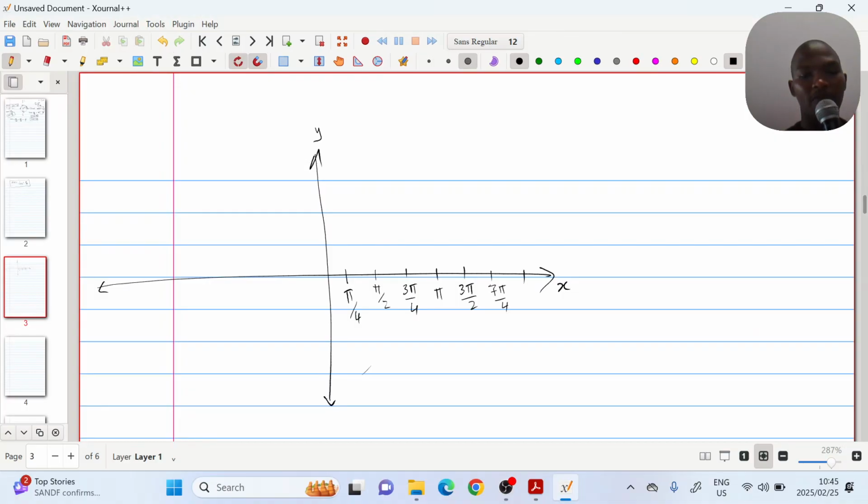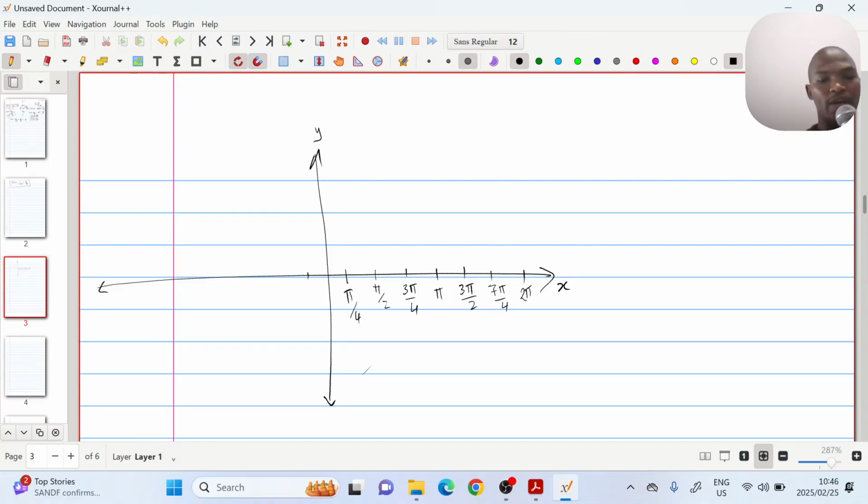If you multiply pi over 4 by 8, not 7 now, by 8, what do you get? It's going to be pi over 4 times 8. 8 divided by 4, 2 times pi. Yes, here we have 2 pi. Not 1 pi, but 2 pi.